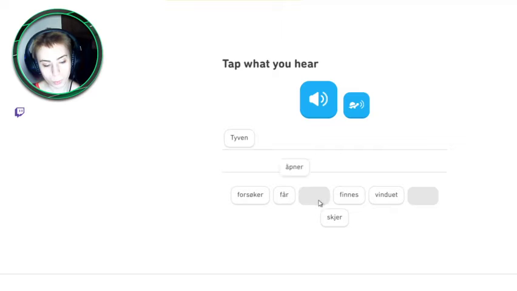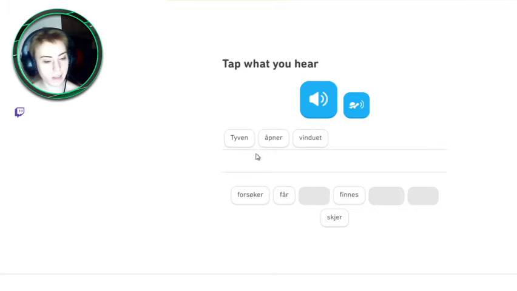Tyven åpner vinduet. The thief opens the window. Vinduet, et is the suffix for the. The window. Åpner, present tense at the r. Tyven, en is the suffix for the.